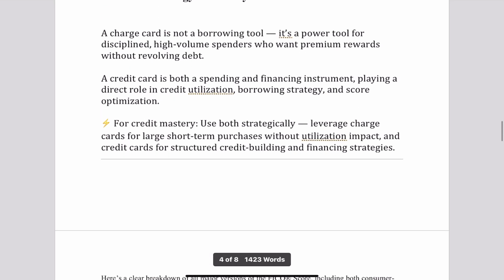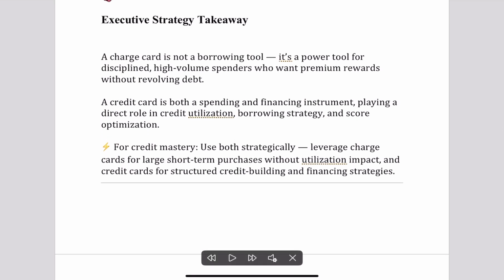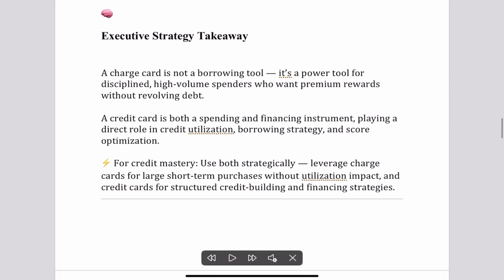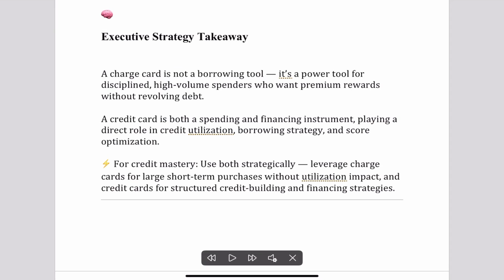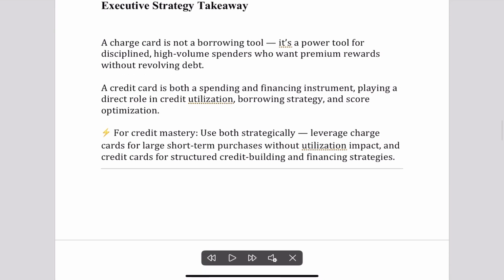Executive strategy takeaway. A charge card is not a borrowing tool. It's a power tool for disciplined, high-volume spenders who want premium rewards without revolving debt. A credit card is both a spending and financing instrument, playing a direct role in credit utilization.